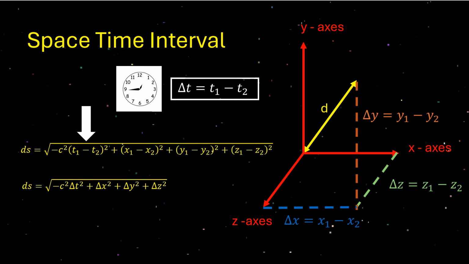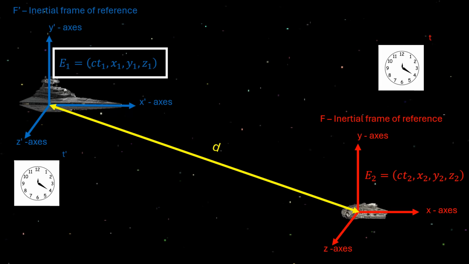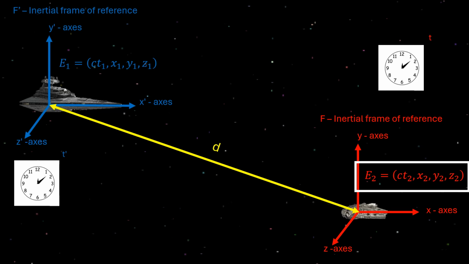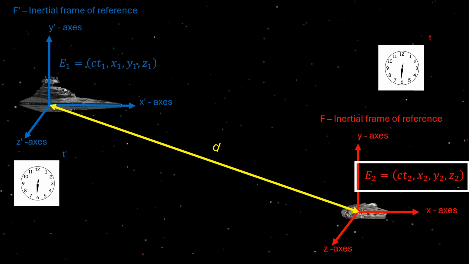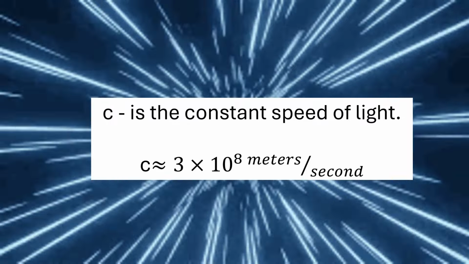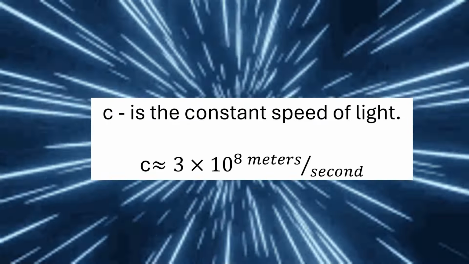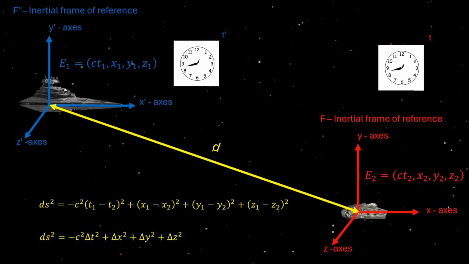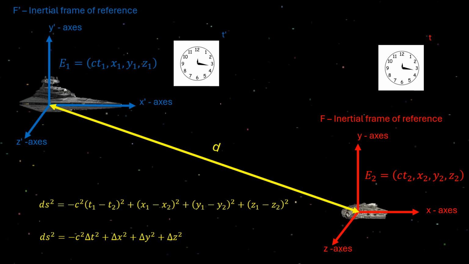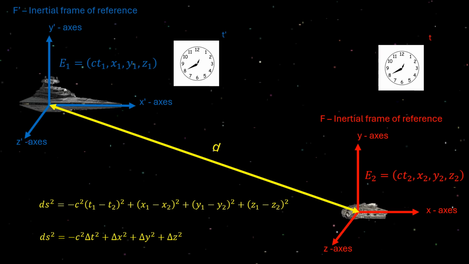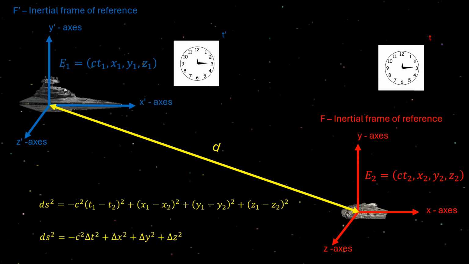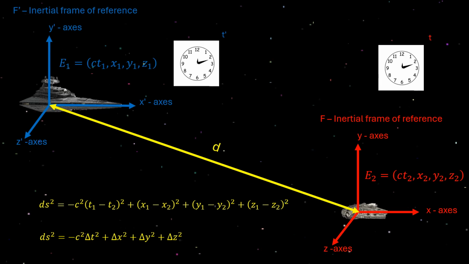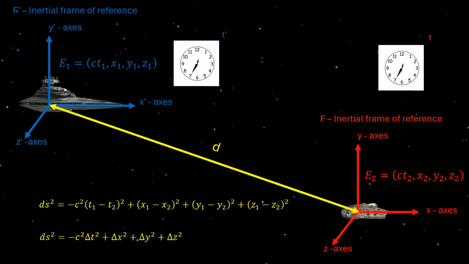space together. Consider an event E1 happening at coordinates ct1, x1, y1, z1, and a second event E2 at ct2, x2, y2, z2, where c is the constant speed of light. The spacetime interval, denoted as ds squared, is defined by d squared equal to minus c squared times the time difference squared, plus the difference in distance along x squared, plus the difference in distance along y squared, plus the difference in distance along z squared.